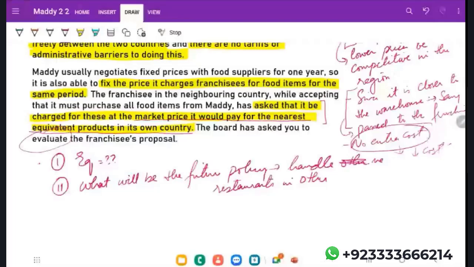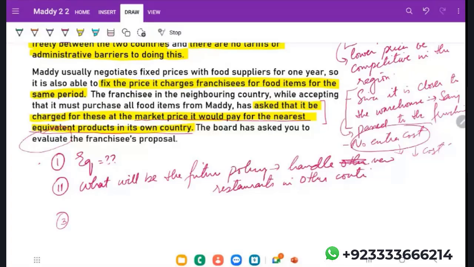Will the company be able to handle new restaurants in other countries? How the company will handle the transfer pricing, right? We can write one more thing.